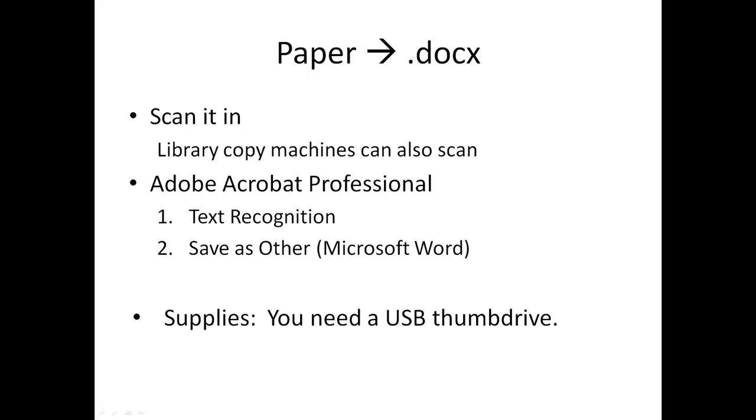So first off, to go from a paper document to a .docx, also to a .doc, you can do that. To do that, you're going to scan that document in. The library copy machines in the upstairs copy room, the room under the stairs, and then room 121 in the law library can all scan in documents. Then you're going to take that document that you scanned in, and you're going to use Adobe Acrobat Professional to run text recognition on it and to save as Microsoft Word. The supplies that you need are a USB thumb drive, and you can check that out at the front desk of the library if you don't have one with you.